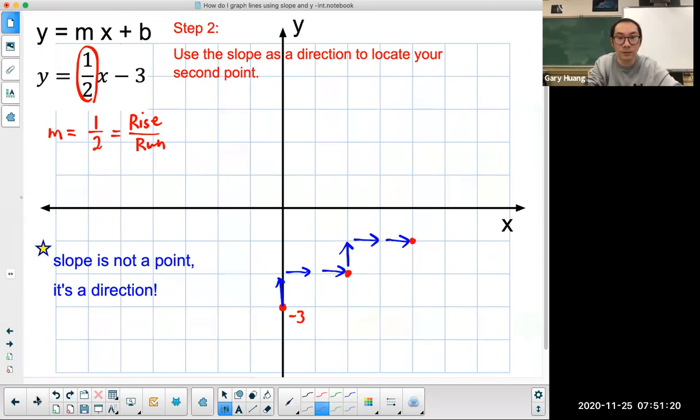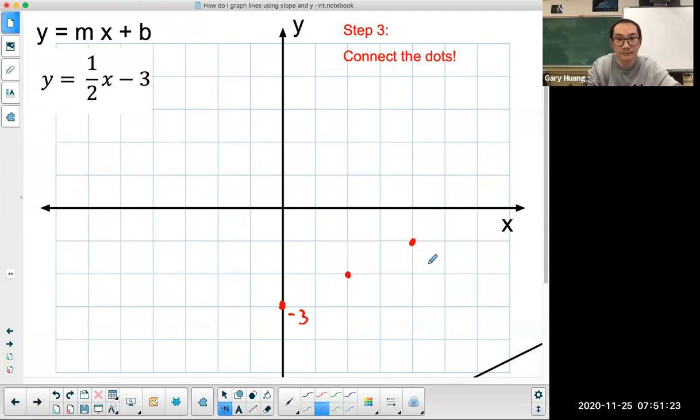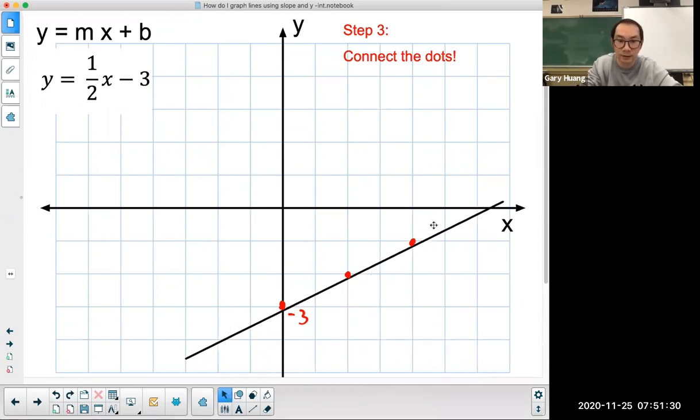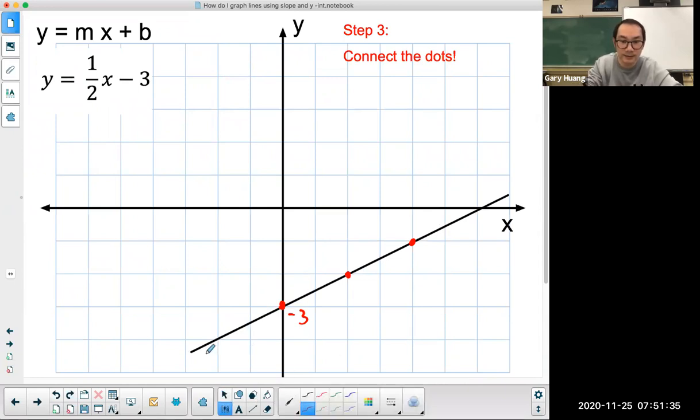So now we move on to our last step. All we have to do now is connect the dots. Make it look nice. Add in your arrows because the line is continuous. Label your graph. And there you go. You have sketched a linear equation using the slope and the y-intercept. Well, let's try another one.